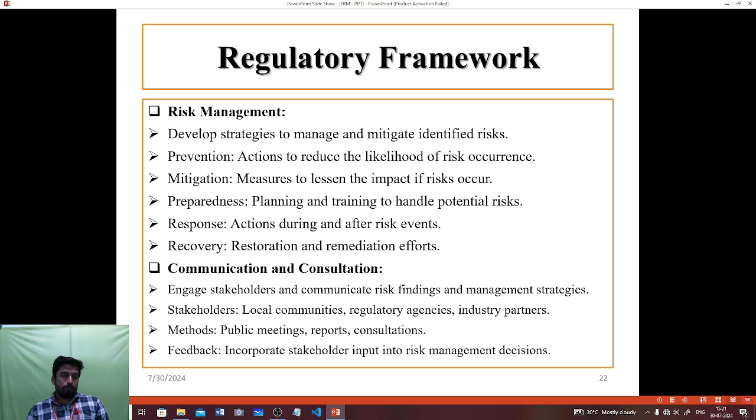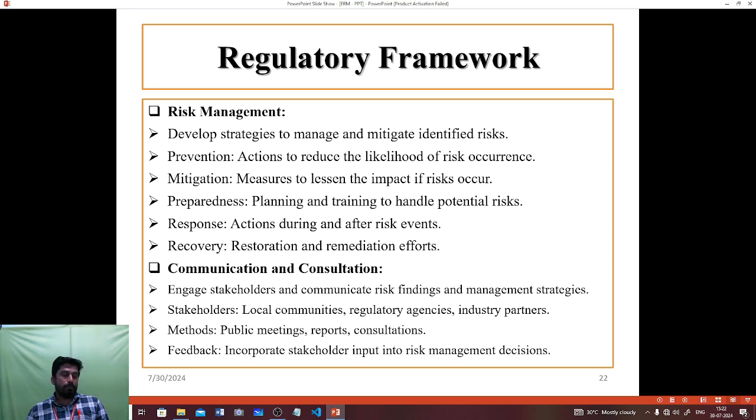And also prevention is nothing but actions to reduce the likelihood of the risk occurrence. So once the risk has occurred, the actions will be reduced based on the prevention method. Then mitigation is nothing but lessening the impact of the risk occurrence. It is also one of the measurable tools used for the impact of risk occurrence.